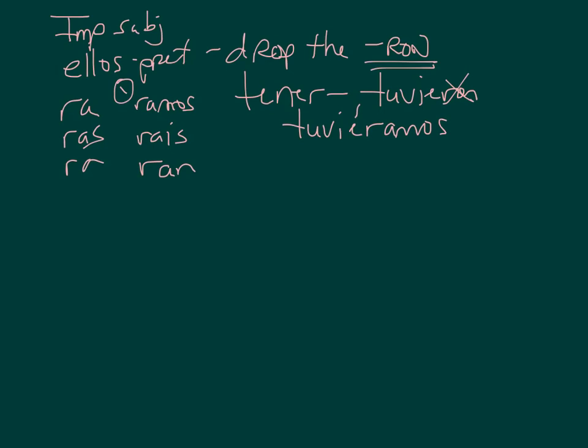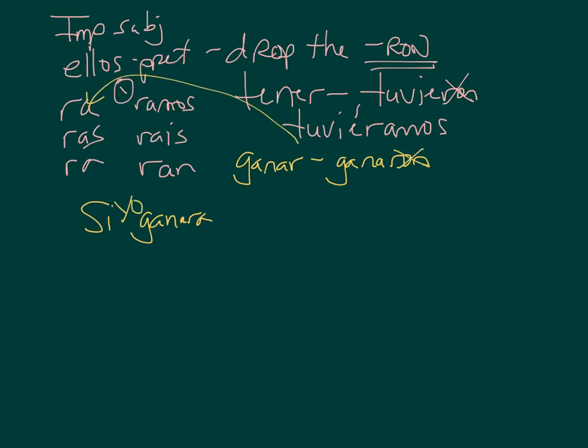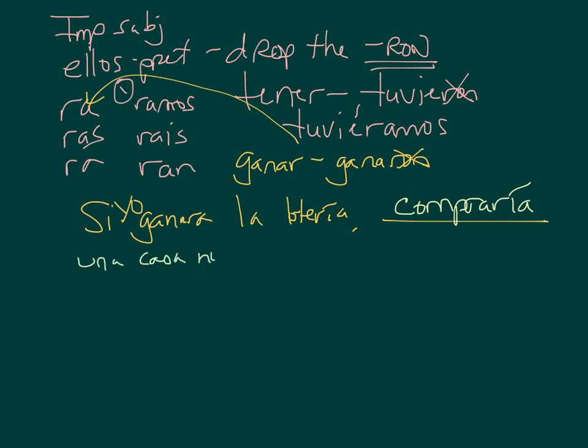So if we were doing si clauses, for instance, I might say something like, si ganara. Now, ganara comes from ganar. Ganar, the ellos form is ganaron. Drop the ron, add in my endings for yo. So, si yo ganara la lotería, if I won the lottery. And now here's where I can use my conditional. Let's say I want to buy something, comprar. Ending for yo is ía. Compraría una casa nueva. If I won the lottery, I would buy a new house.